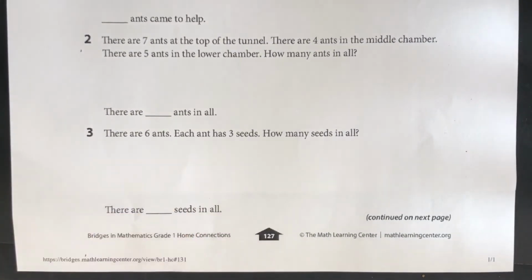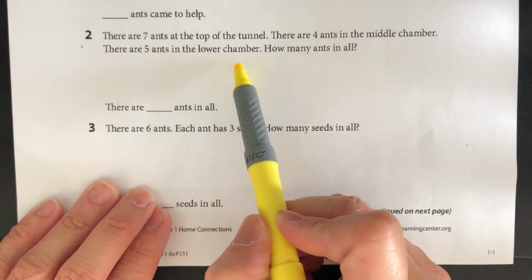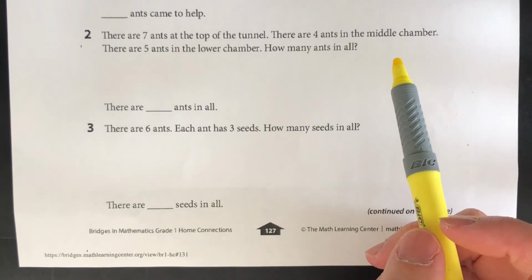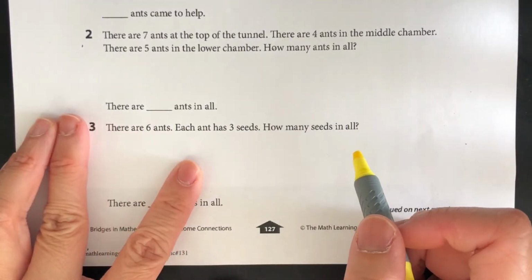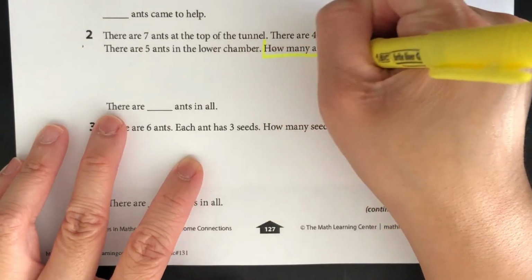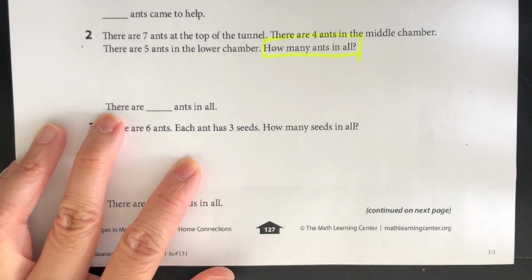Okay, number 2. There are 7 ants at the top of the tunnel. There are 4 ants in the middle chamber. There are 5 ants in the lower chamber. How many ants in all? So what is the question in this story problem? How many ants in all? So it's asking you how many they are all together.